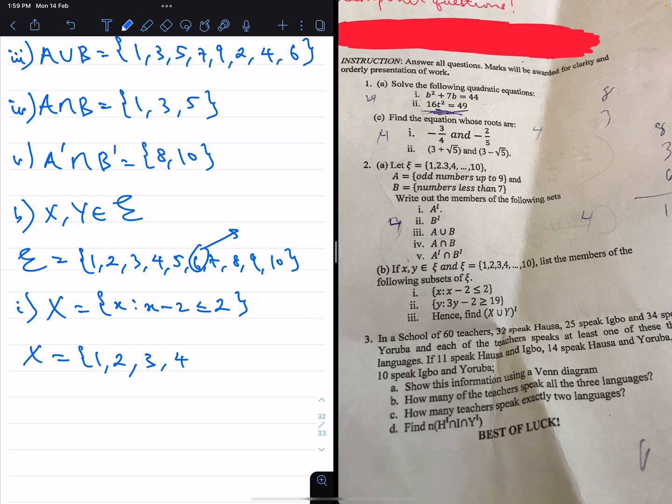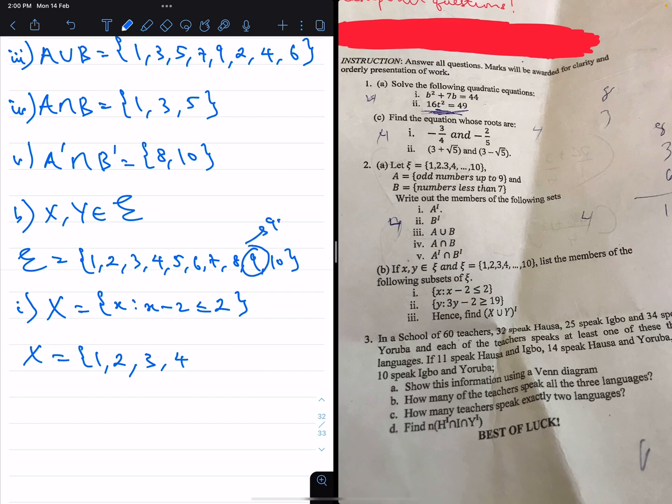If we check 6, 6 minus 2 is equal to 4, which is neither less than 2 nor equal to 2. So 6 cannot be a member of the set X. We go to 7. 7 minus 2 is equal to 5. 5 does not satisfy the condition less than 2 or equal to 2. So 7 cannot be a member of the set X. 8 minus 2 is 6. 6 is not less than 2, and doesn't satisfy the condition. So 8 is also not a member of the set X.